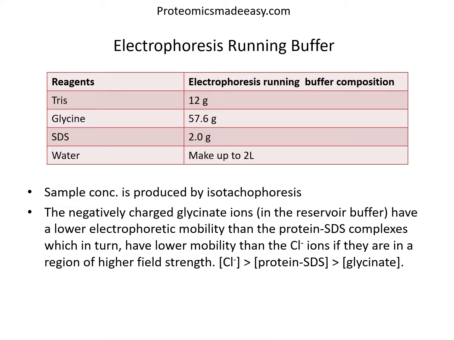Now prepare electrophoresis running buffer as shown in the table using Tris, glycine and SDS. Make up to 2 liters with water. No pH adjustment is necessary.